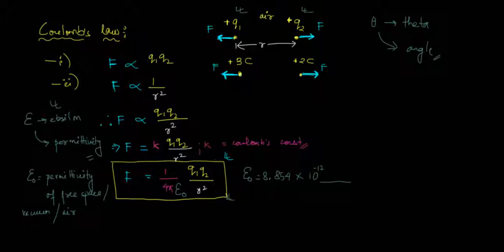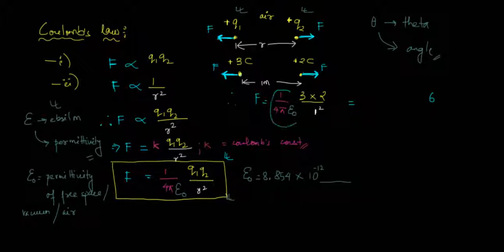Let's write the formula. We have F equal to 1 by 4 pi epsilon naught, times q1 into q2, divided by the distance squared. In the example, q1 is 3 coulombs, q2 is 2 coulombs, and the distance r is 1 meter, so r squared is 1 squared. Now 3 into 2 is 6, 6 divided by 1 squared is 6.